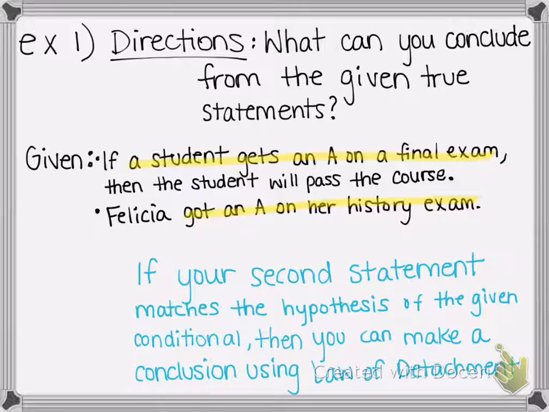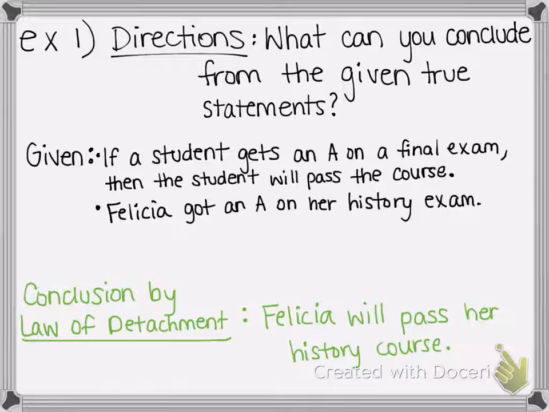So then we use that information to make the conclusion. The conclusion will be the actual conclusion of your statement: the student will pass the course. So in this specific example talking about Felicia, the conclusion we can draw is Felicia will pass her history course. We took the if-then and the second statement, and as long as the hypothesis matched your second statement, then you can make a conclusion.